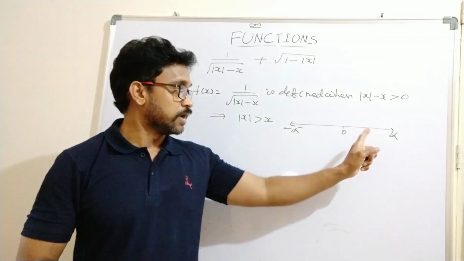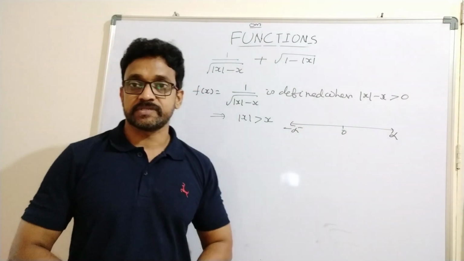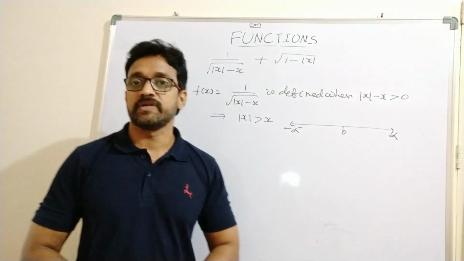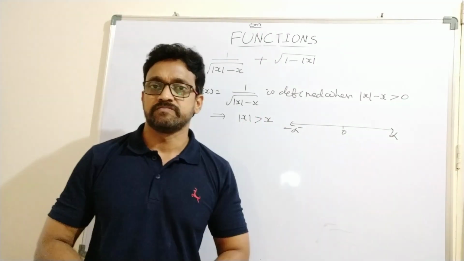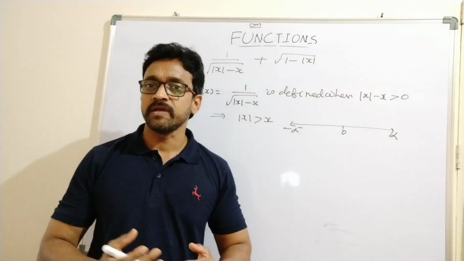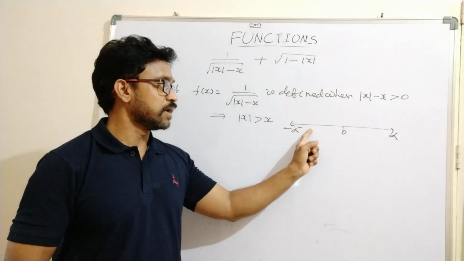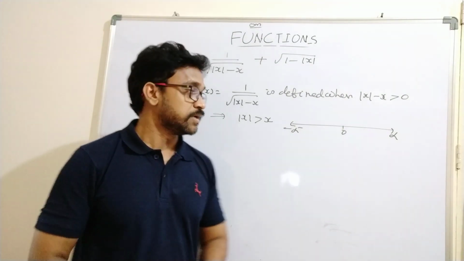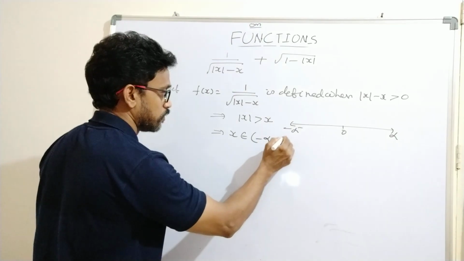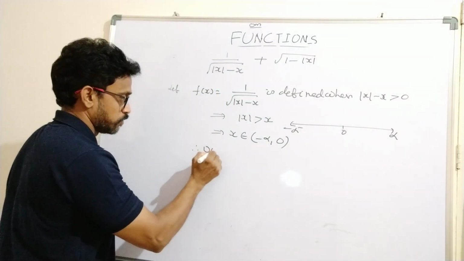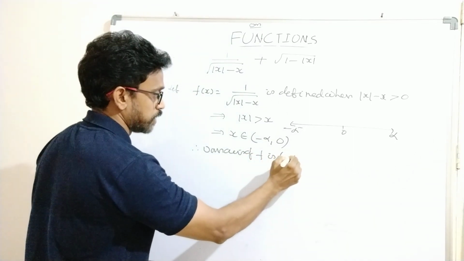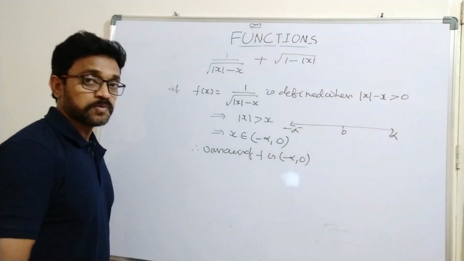Now go for negative real numbers. Observe here, every negative real number satisfies this inequality, because mod x is non-negative and x is negative. That's why mod x is greater than x at every negative real number. That implies x belongs to the open interval minus infinity comma 0. Therefore the domain of f is the open interval minus infinity comma 0.